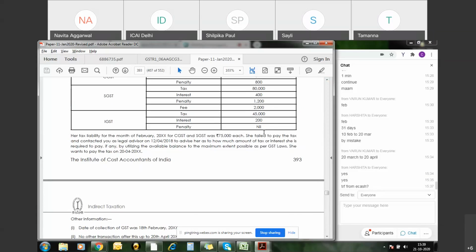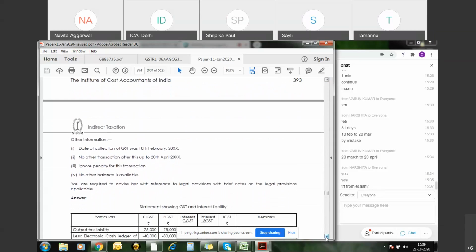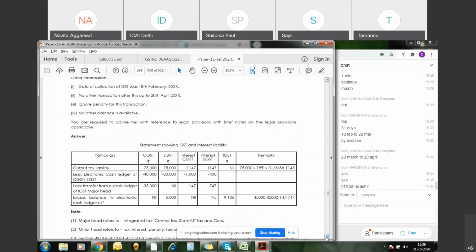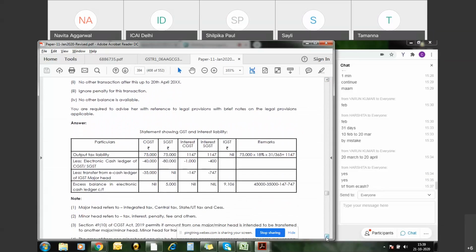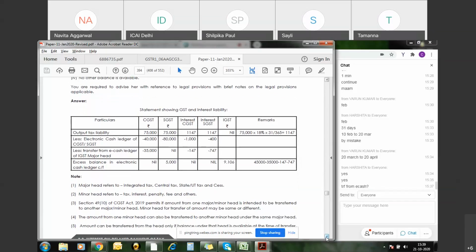since no balance is available under IGST. Yes, it is transferred from e-cash only. Since the balances are lying over there, the transfers are being made from the e-cash ledger of IGST to CGST and to the interest component of the CGST and the interest component of the SGST.